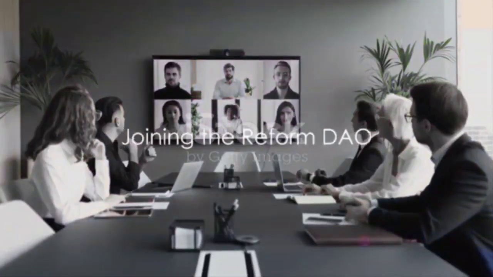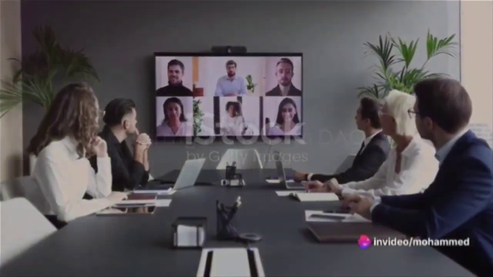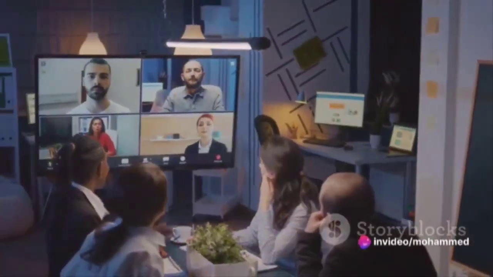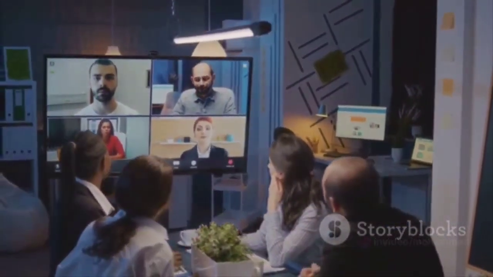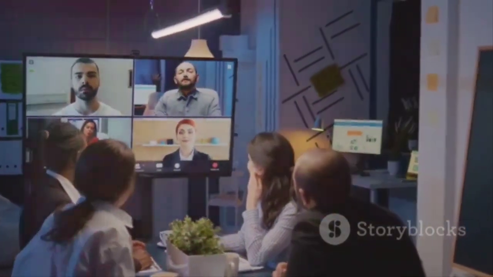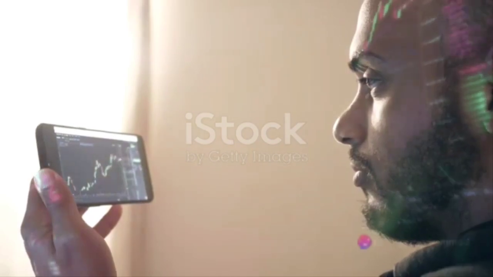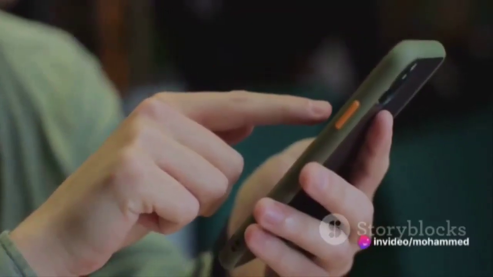So how can one become a part of this innovative platform, I hear you ask? Well, joining the Reform DAO is as easy as 1, 2, 3. Your first step is to whitelist yourself on their website. This is like getting your name on the guest list for the most exclusive party in town.